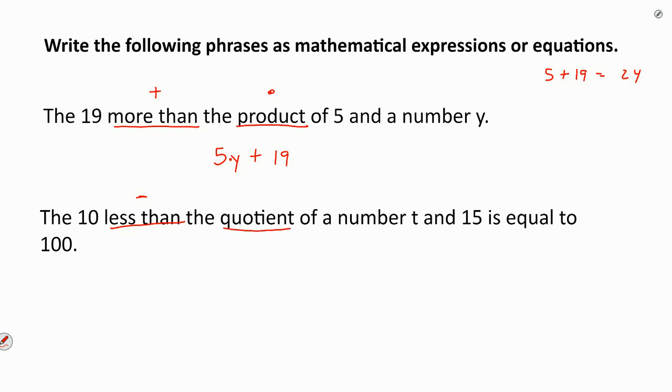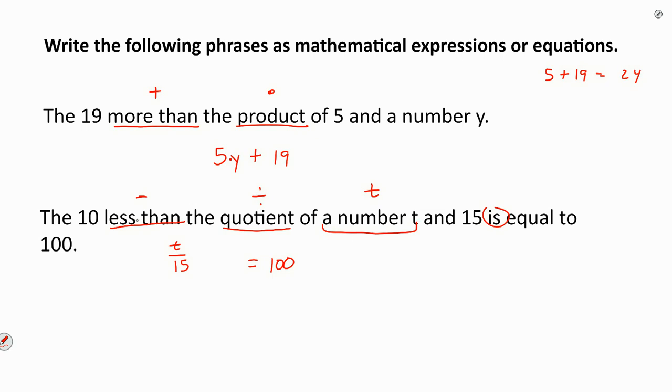Next, I see quotient. Quotient tells me division. A number t, remember that's our variable, and 15 is equal, see that is, equal to 100. So I know the whole thing is equal to 100. Excellent, I know that. Now let's deal with the quotient of t and 15. So t over 15. We go from left to right. So t is on top, 15 is on the bottom.